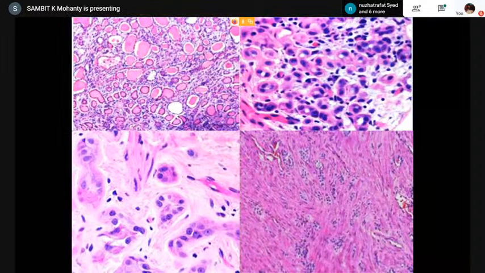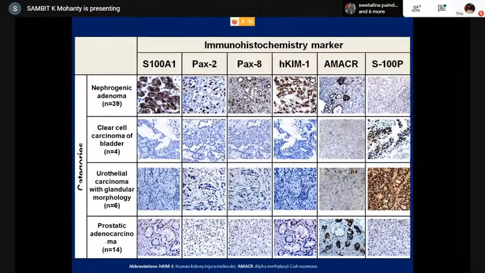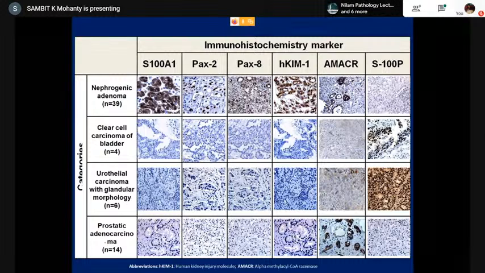And remember one thing, nephrogenic adenoma can be very, very atypical, but they have a very hobnailed appearance. I've shown in the cases, I don't have that case right now, but if you see the videos on YouTube, there's one class where I've shown those pictures, beautiful ones.